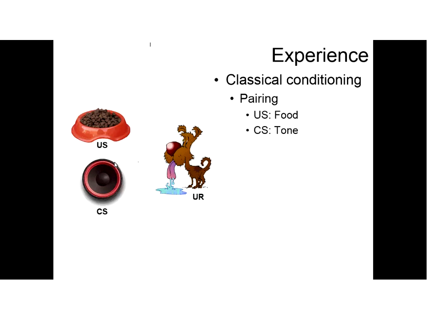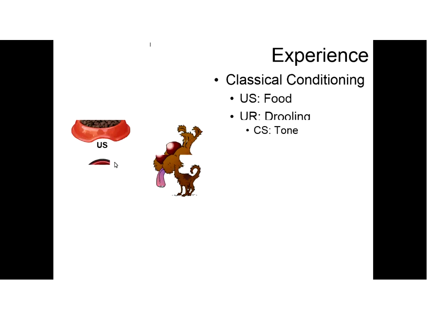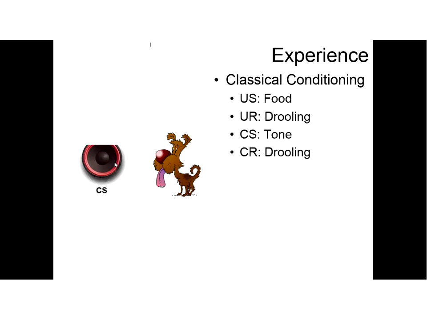So we see multiple pairings of the CS and US, and because you're giving the US, you always get the unconditioned response, or UR. If you present the CS one time by itself, so you go into the kitchen and get the electric can opener going, your dog's going to come over and start to drool, or think that it's going to get food.